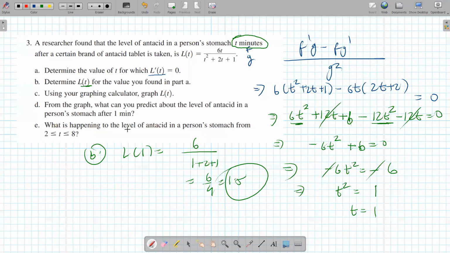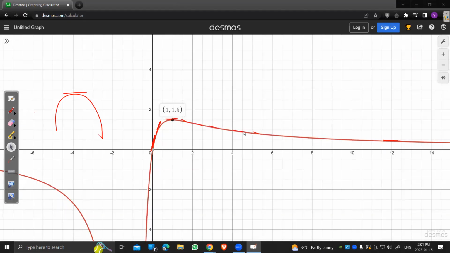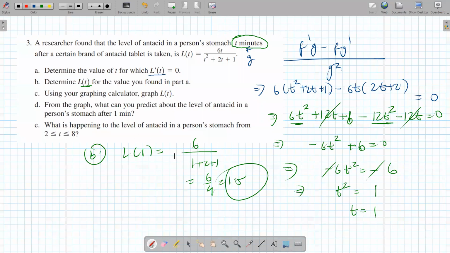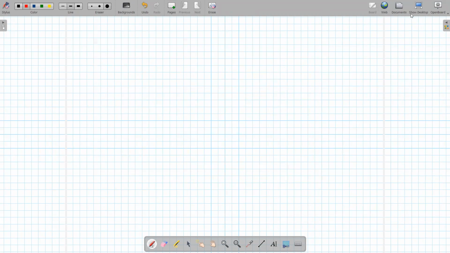So to answer this question, what is happening from 2 to 8? Where's 2? 2 is here, so it looks like this. 8 is here, it looks like this, so it's decreasing. The slope is approaching 0, and that's going to be the answer. It's stabilizing, I guess. That'll be another way of putting it.